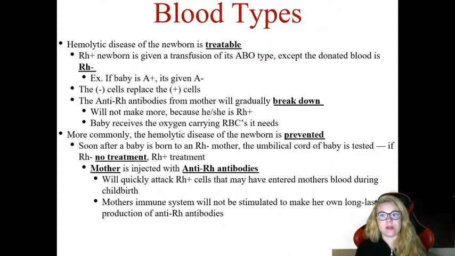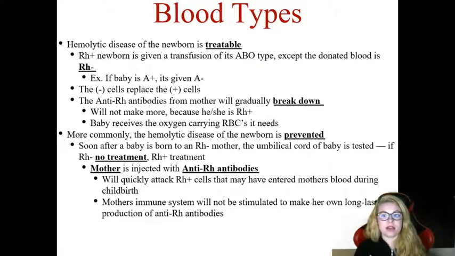And when we do this, the baby is able to receive the oxygen-carrying red blood cells that it needs. So that's how we treat it, but more commonly, hemolytic disease of the newborn is completely preventable in the first place, and we never have a reason to treat it by giving the baby the opposite type of blood. Soon after a baby is born to an Rh negative mother, the umbilical cord of the baby is tested, and if Rh negative, then they don't need to do any treatment. But if the baby is found to be Rh positive, then they need to do treatment.